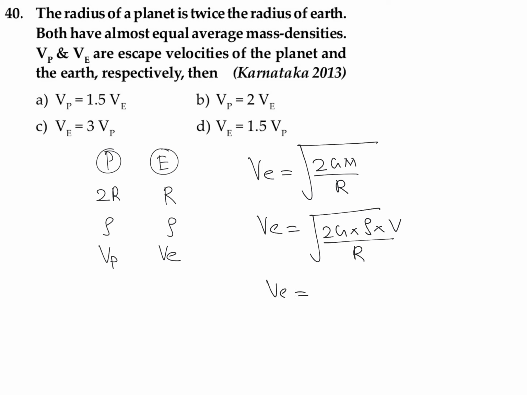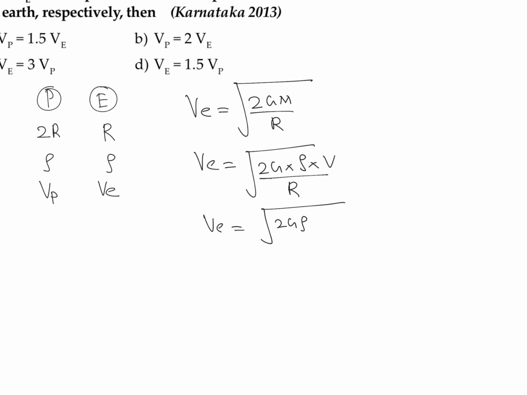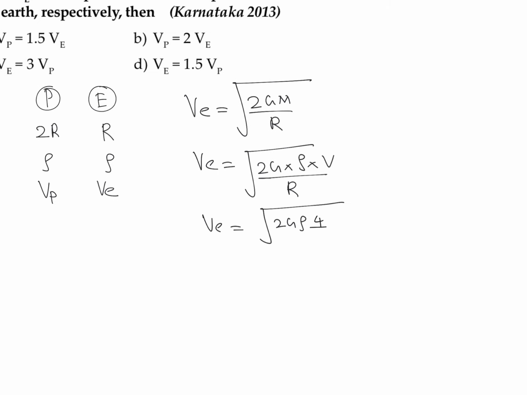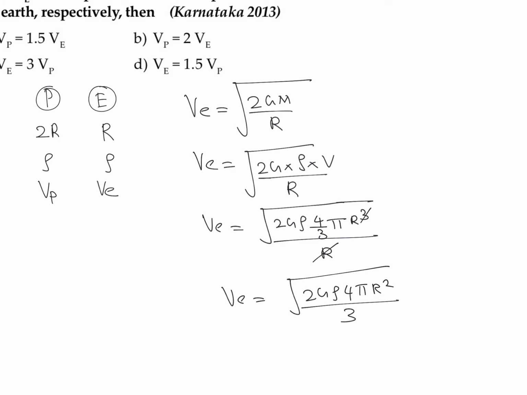So we can write escape velocity as the square root of 2 into G into rho into the volume of a spherical object, which is 4 by 3 pi r cubed, divided by r over here. So we can cancel this r, and it is going to be r squared. So escape velocity is the square root of 2 into G into rho into 4 pi r squared divided by 3.